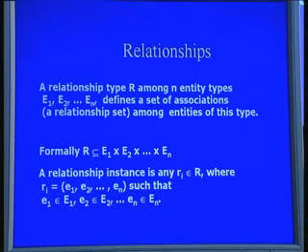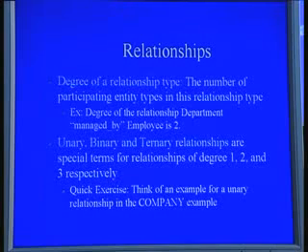That means an entity of this type could be related to some entity of this type, and some other entity of the next type, and some other entity of the next type, and so on, and all of this defines one instance of this relationship.